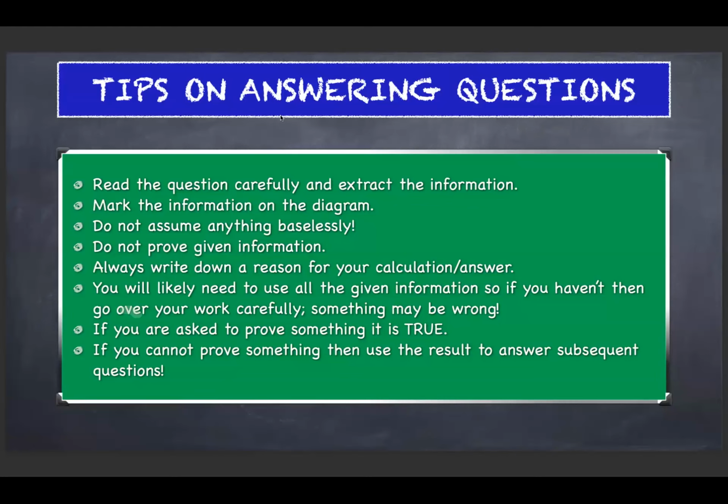And then remember that if you're asked to prove something, it is true. So don't find a way to prove the opposite of it or to find a converse. If they say prove RBOQ is a cyclic quadrilateral, it means it is. And then the last point is, if you cannot prove something, then use the result to answer subsequent questions, which is something I said earlier. And of course, mark the information on the diagram. Very, very important, so that we keep track of what's going on.